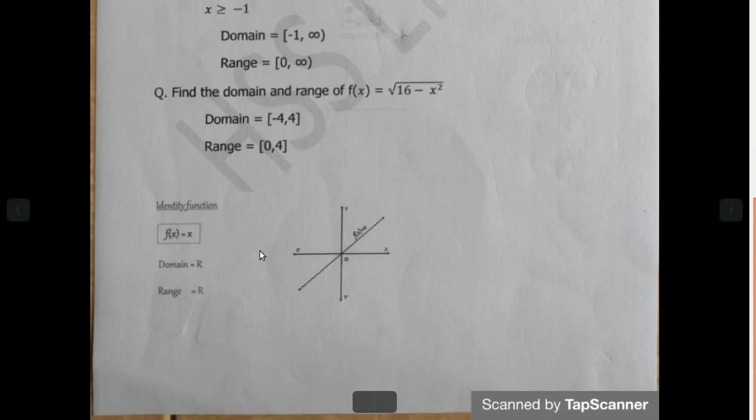Identity function. See, f of x equal to x, the identity function, which is a straight line. We have learned this. Its domain means the set of all x values. So to draw this graph, we need the whole x-axis. Therefore, domain is equal to the whole x-axis, which means what? Set of real numbers. Range means the set of all y values.